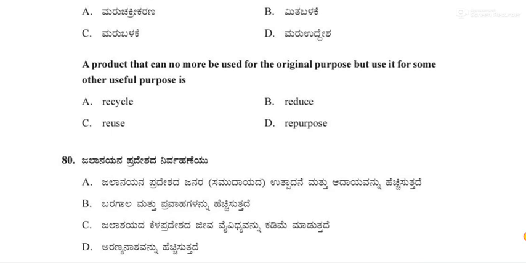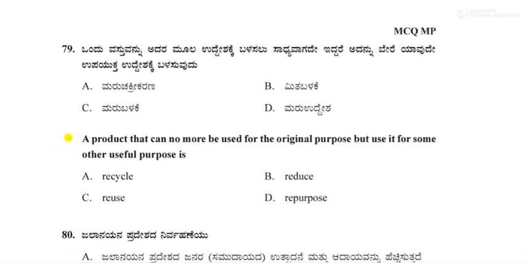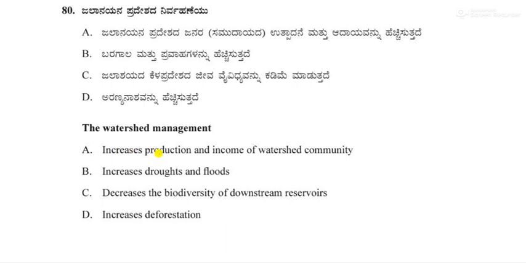Option number B. Question 79: a product that can no more be used for the original purpose but is used for some other useful purpose is called dash. It is called repurpose. Okay, option number D. Next, the last question: the watershed management dash increases production and income of the watershed community. Increases droughts, no; decreases the biodiversity, no; increases deforestation, no; it increases the production and income of the watershed community. Option number A is the correct answer.